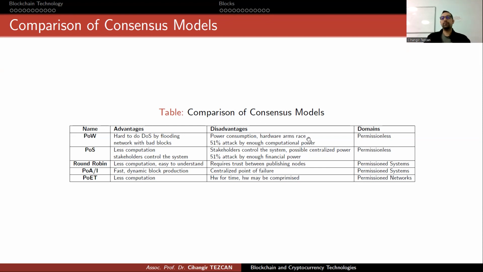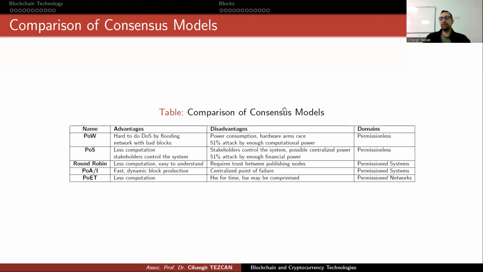Hardware arms race. This actually creates a new area where people are building new hardware and other people are buying it. People also ask about this: that hardware only performs mining, so why are we using that electricity and those resources? People think that this is unnecessary. But in order for the system to work, we have to play the game in this way.